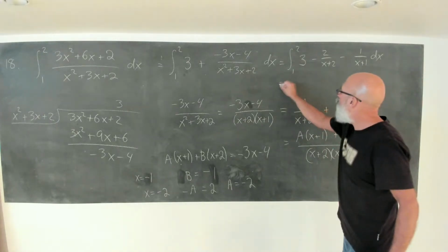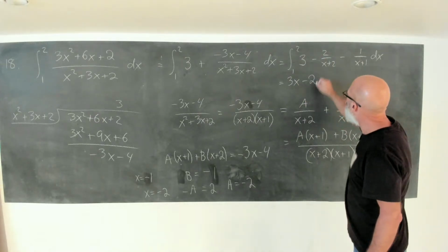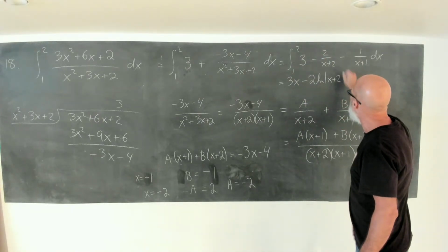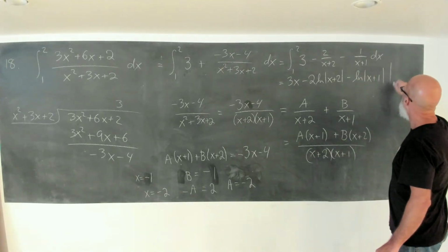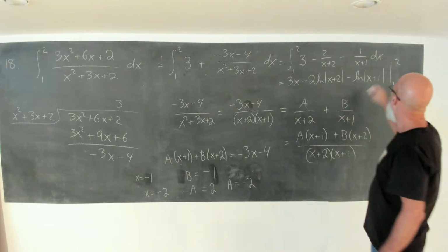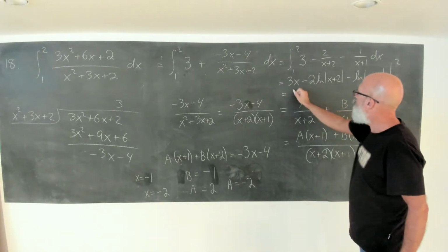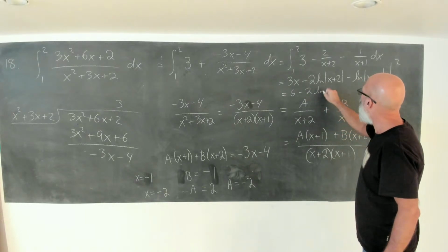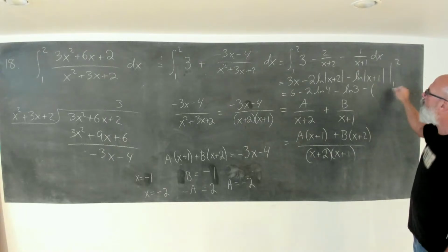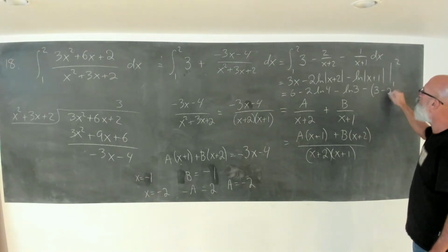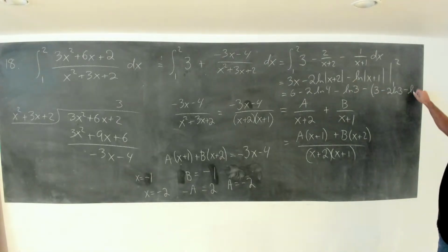Let's finish that up quickly. Antiderivative 3x minus 2 ln of x plus 2 minus ln of absolute value of x plus 1, from 1 to 2. So this is 6 minus 2 ln 4 minus ln 3. Subtract, plugging in 1: 3 minus 2 ln 3 minus ln 2.